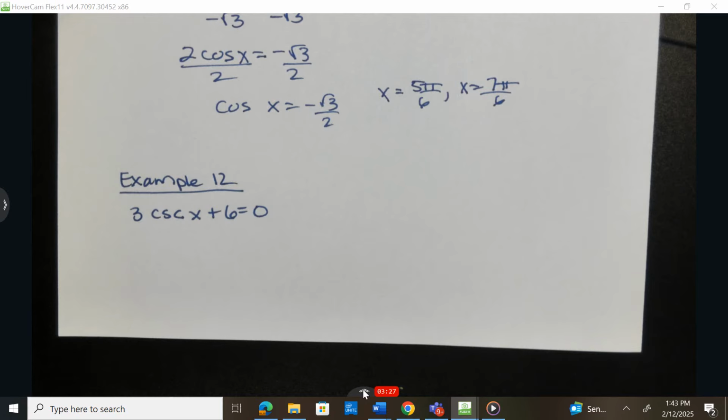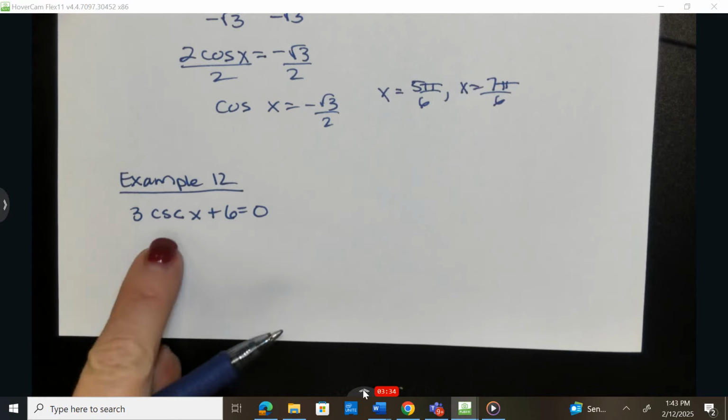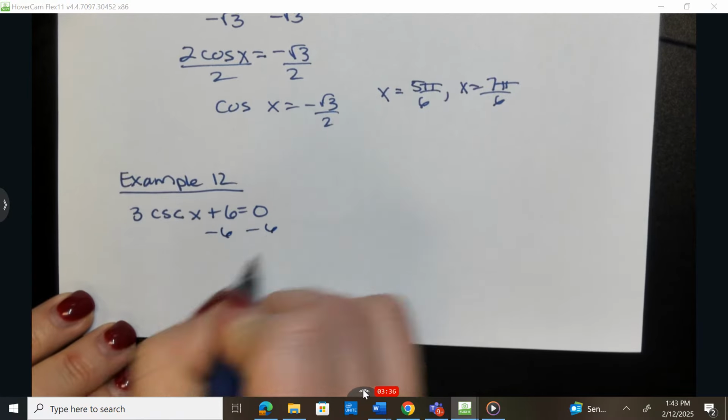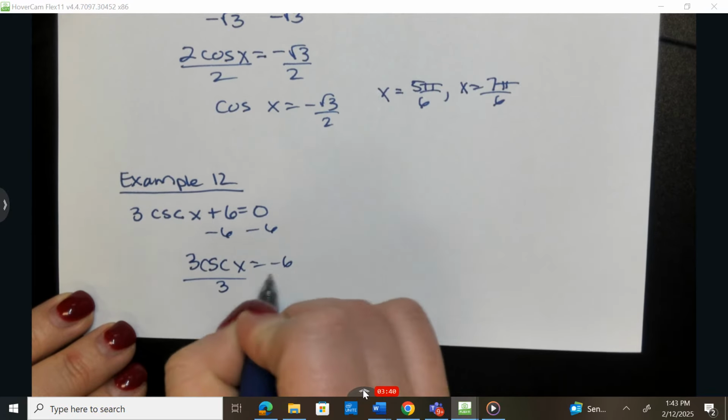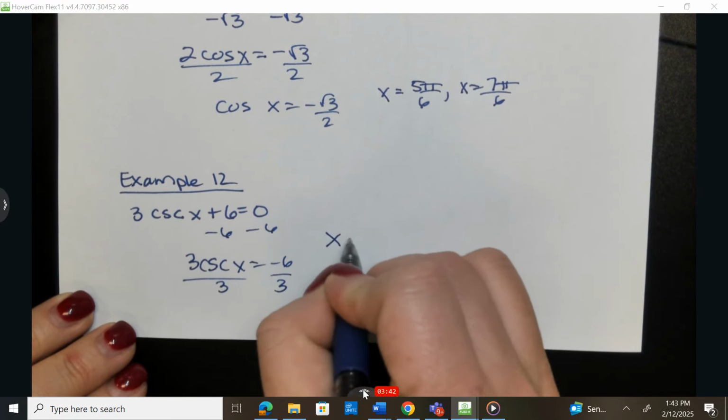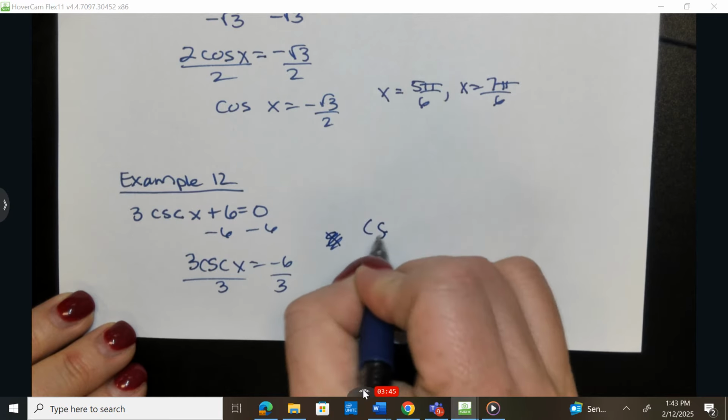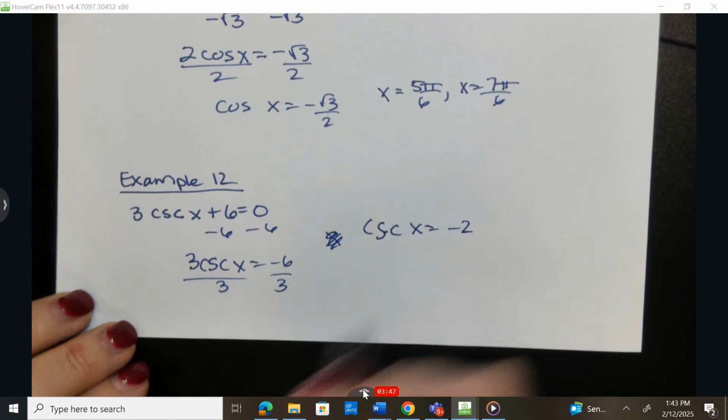Example number 12. Now this time we don't have one of the primary trig functions, sine, cosine, and tangent. We have one of the secondary trig functions. I'm going to start by subtracting 6 to the opposite side, dividing by 3, and then simplifying this. So I have the cosecant of x equals negative 2.